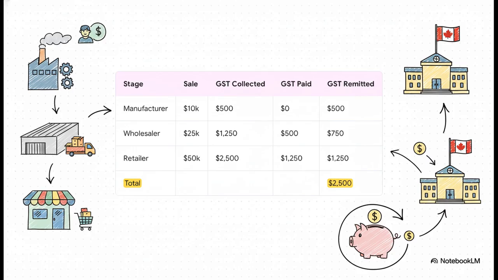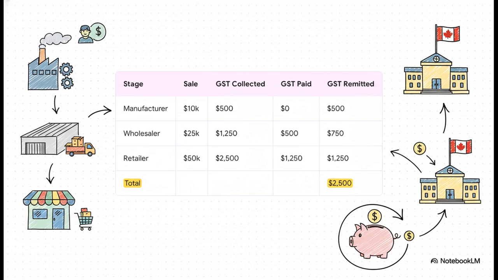And this table perfectly illustrates the genius of the system, what we call the invoice credit method. Take a look. The manufacturer sells for $10,000, collects $500 in GST, and sends that right to the government. Simple enough. Now look at the wholesaler. They collect $1,250 from the retailer, but, and here's the magic, they get to claim a credit for the $500 they already paid to the manufacturer. So they only send the difference, $750, to the government.